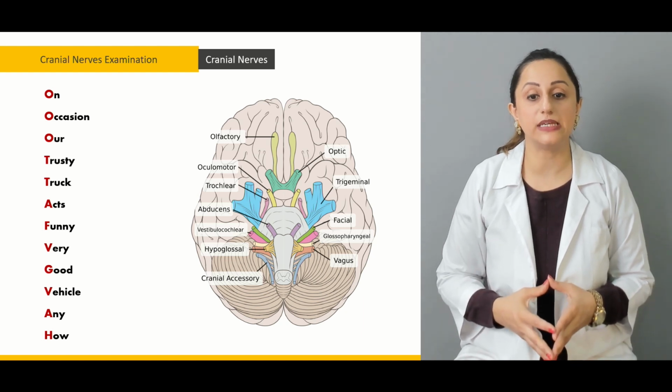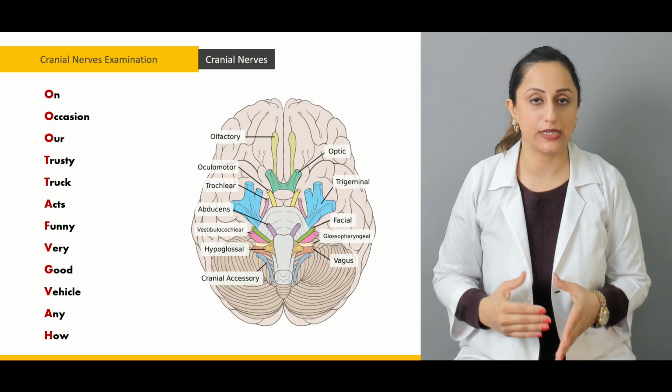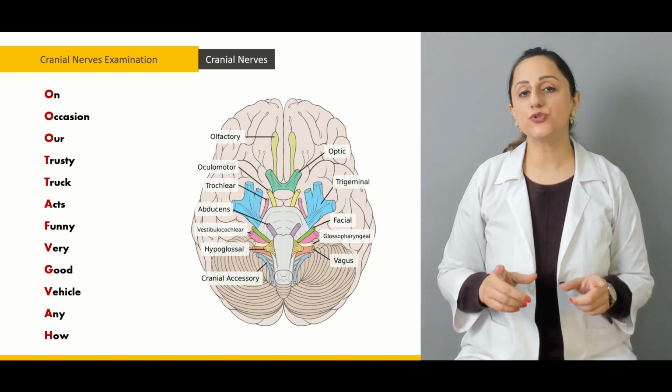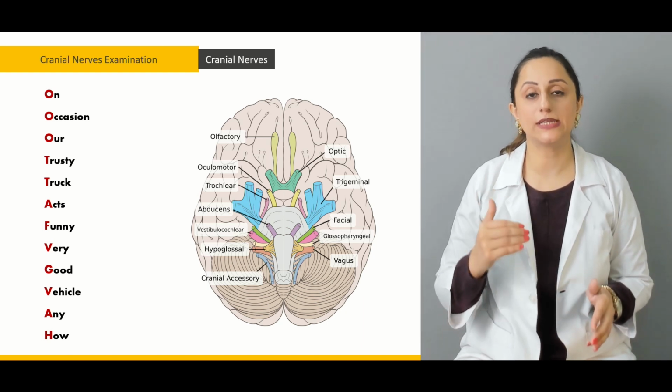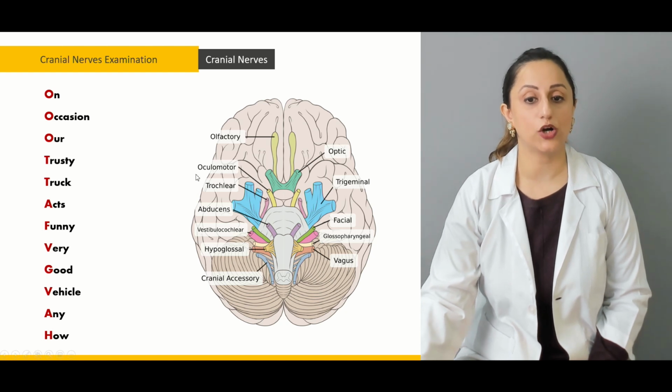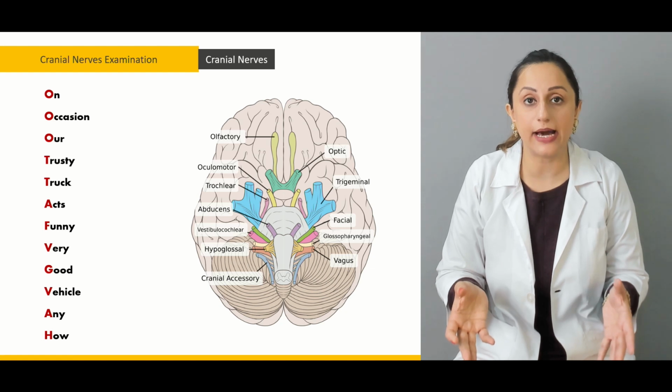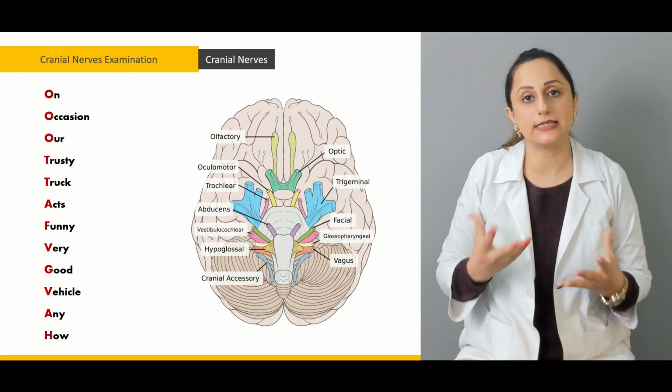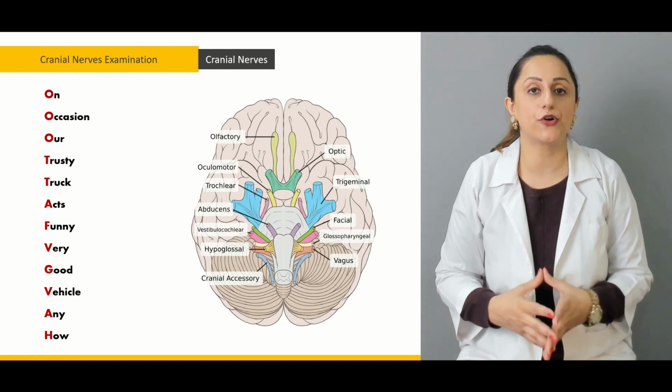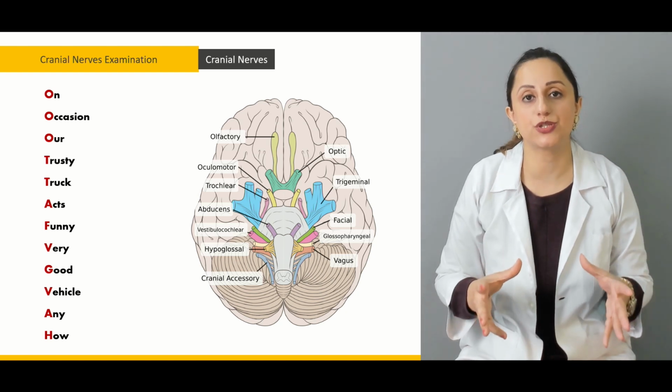And then we have the third, fourth, and the sixth cranial nerves. We usually talk about the third, fourth, and the sixth cranial nerves, that is the oculomotor, trochlear, and abducens, in a group. Why do we do that? Because their function is the same.